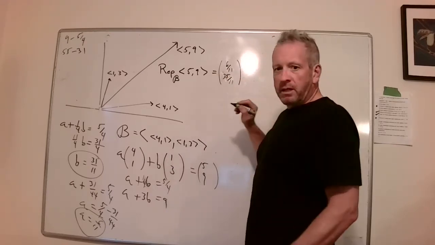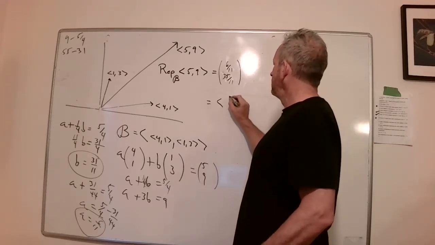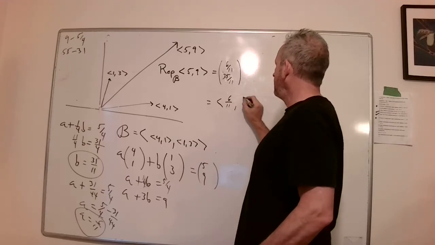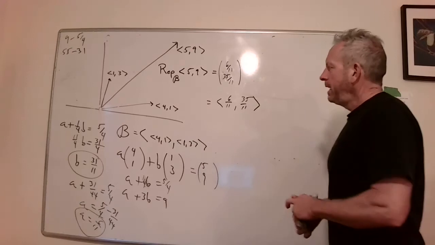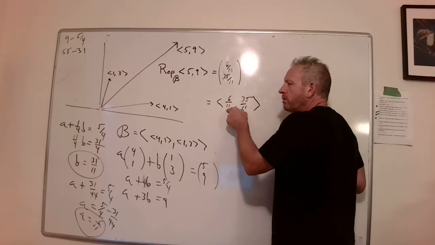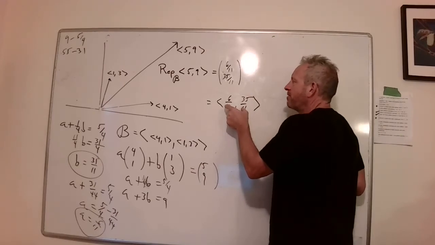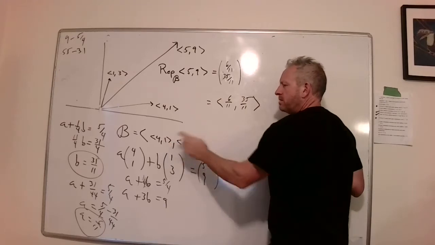Now, we could have written this. This is going to go into the glare here, but I guess I could have written it like this: 6/11, comma, 35/11. And again, these are the coordinates. These are the coordinates of this vector given this basis.